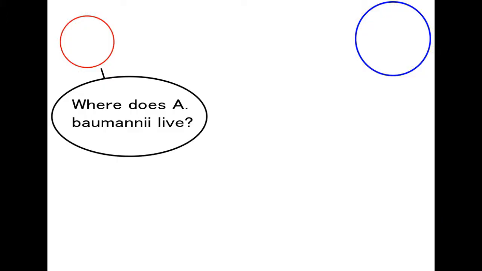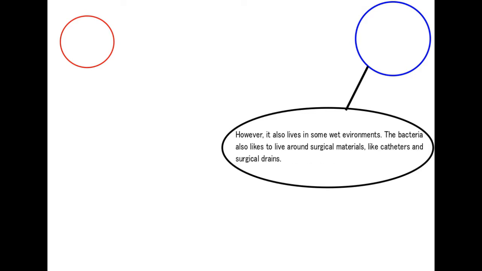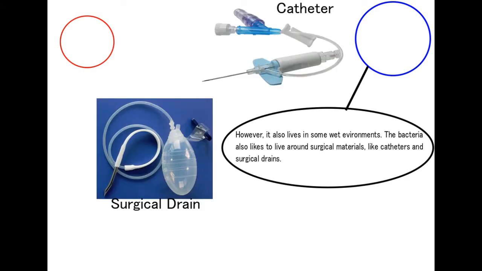Where does A. Baumannii live? In the 2000s, some U.S. soldiers returning from Iraq were found to have been infected with the bacteria. However, it also lives in some wet environments as well. The bacteria also likes to live around surgical materials such as catheters and surgical drains.